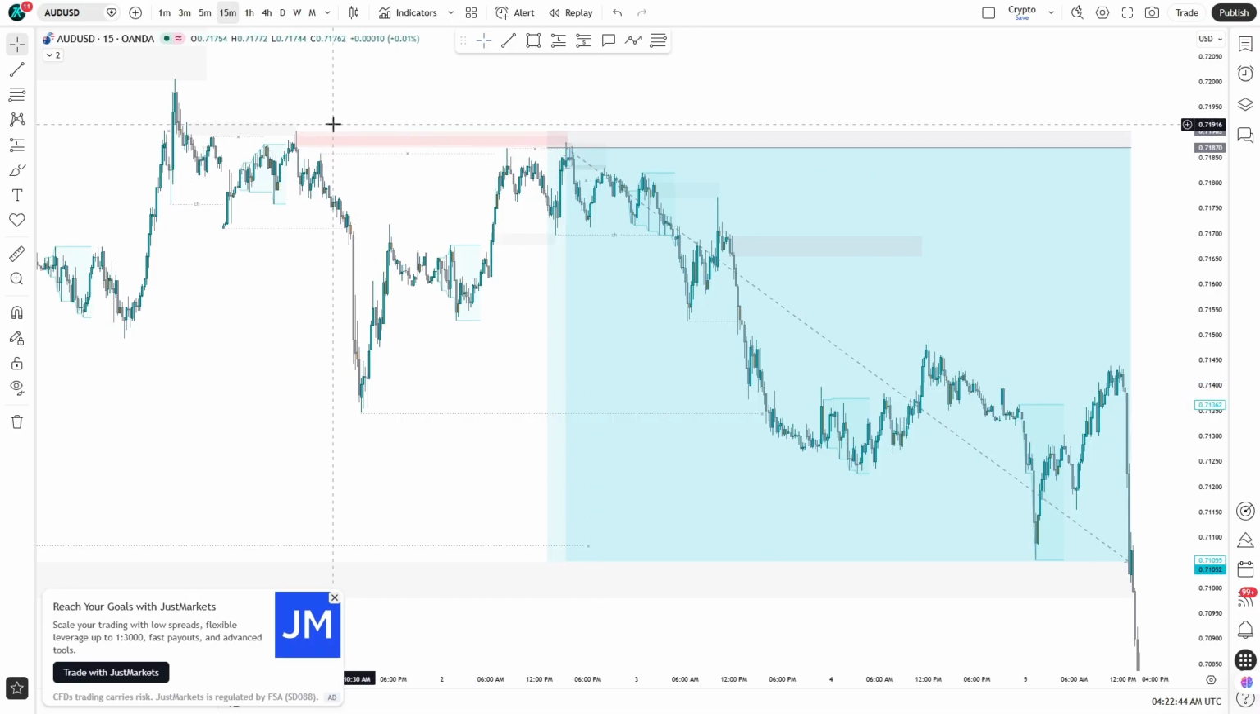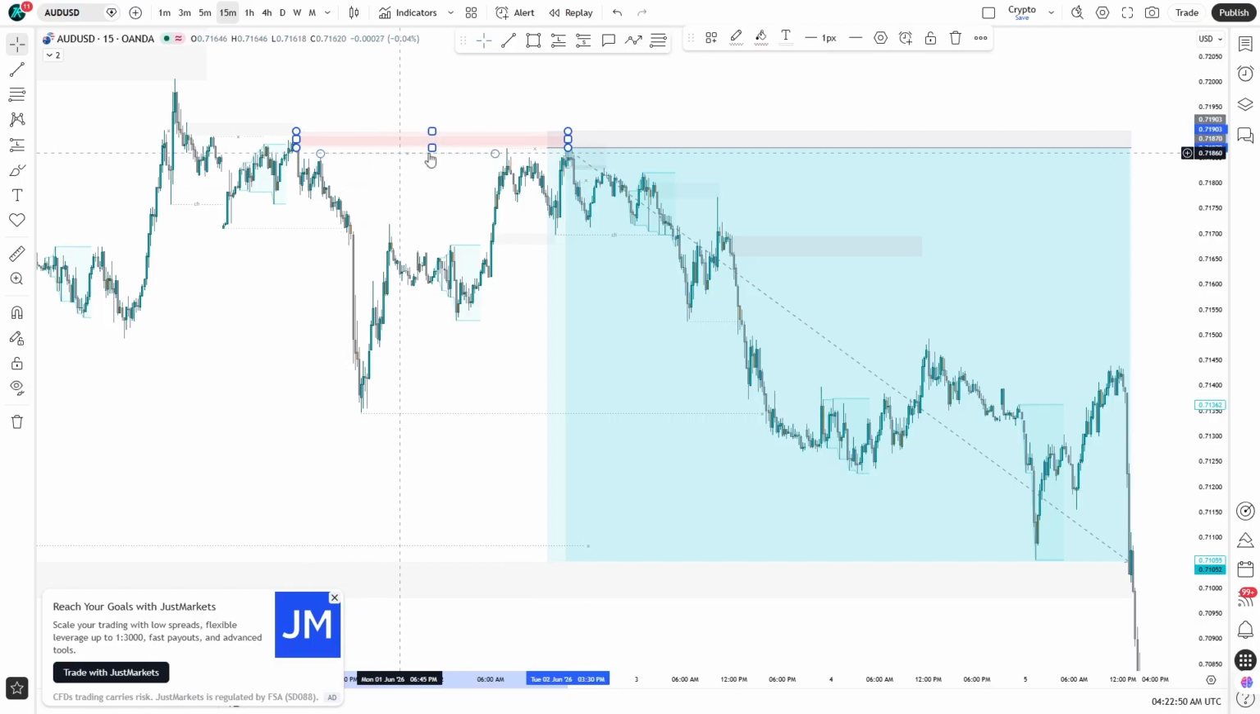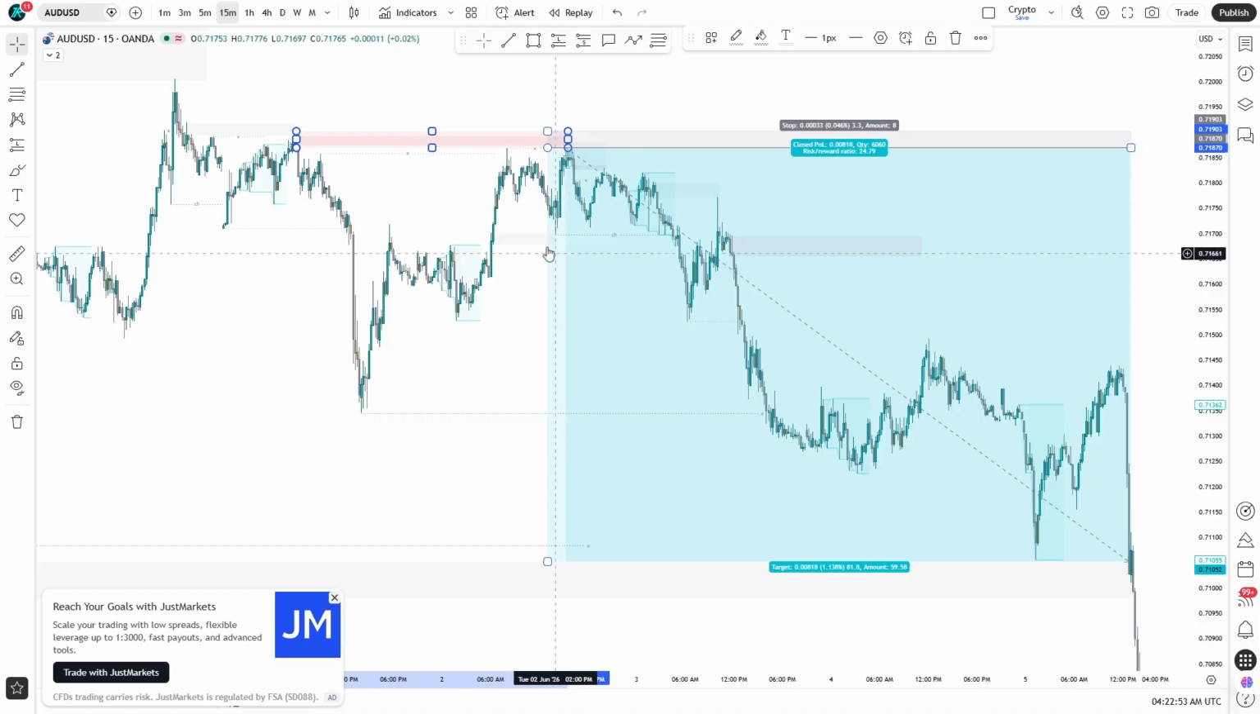Market left a supply zone here on the 5 minutes. Market came up and mitigated. It swept here, swept this high. Then it swept here and swept this high. Before going down, it negated a demand zone around here. Let me zoom into this region.